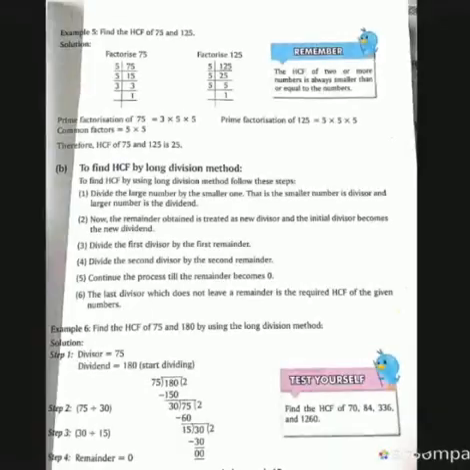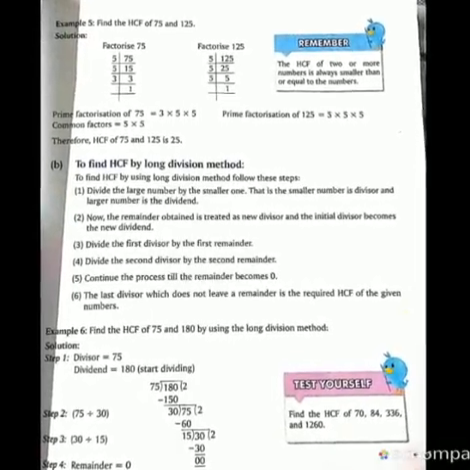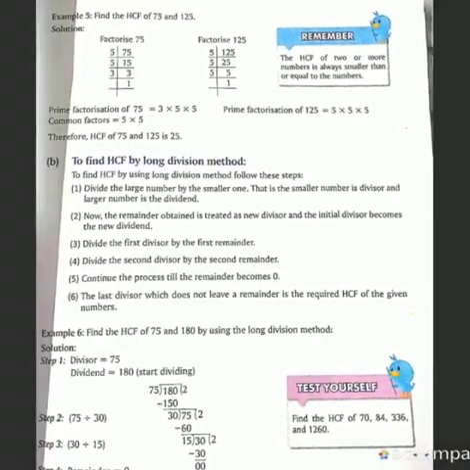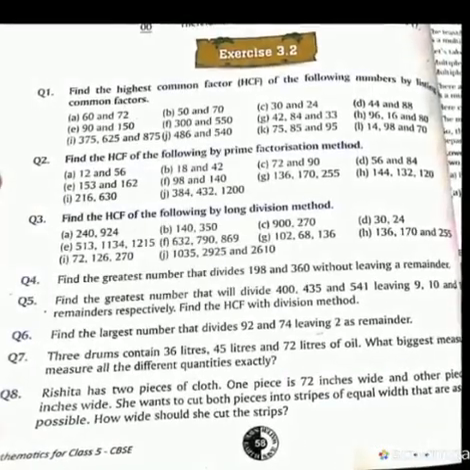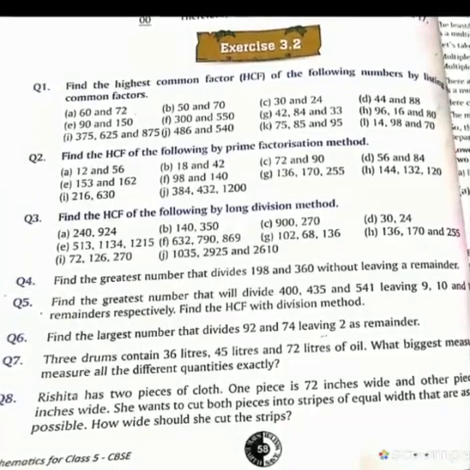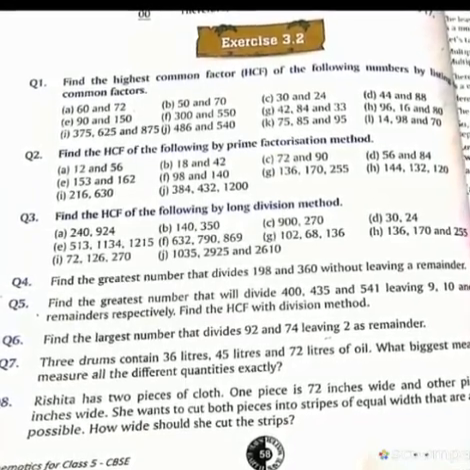So today's explanation is over with this. Now I am giving you the questions of exercise 3.2 to solve, which you will get in the form of PDF at your school website along with a set of solution. So try to solve these questions.